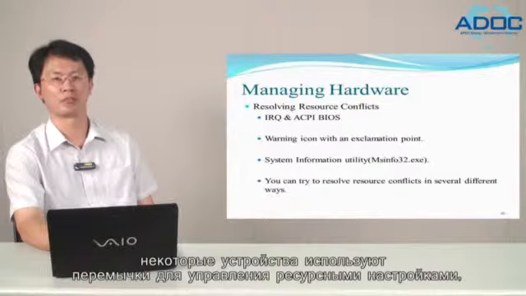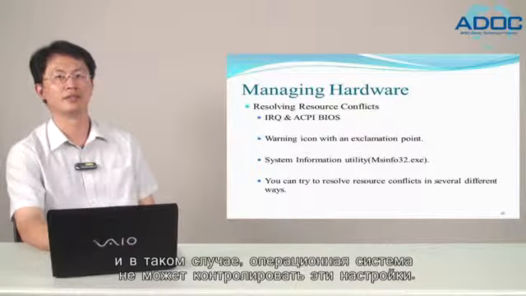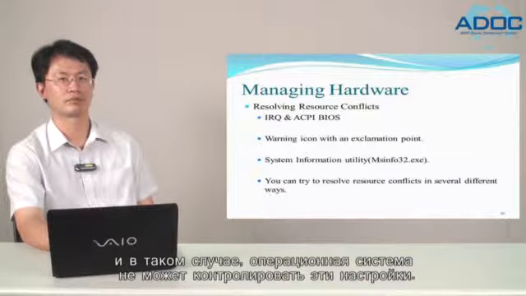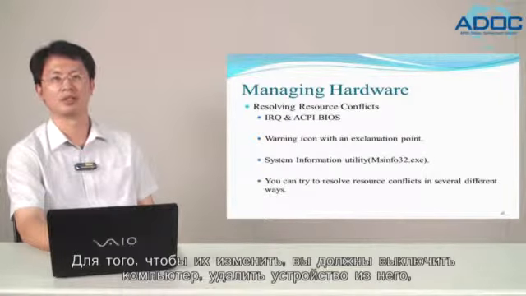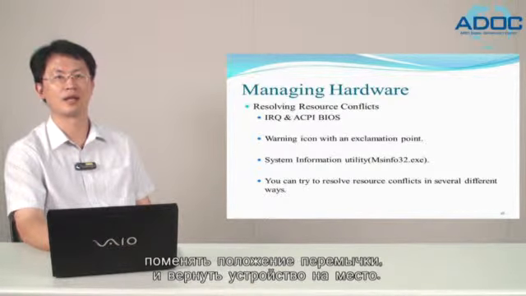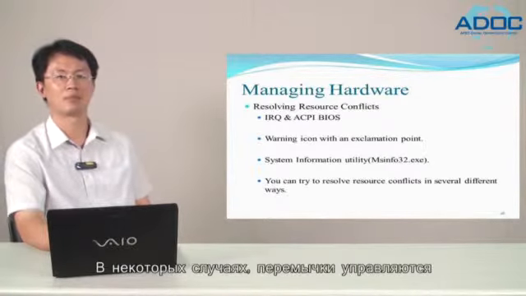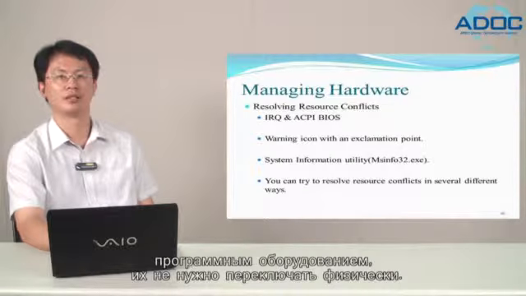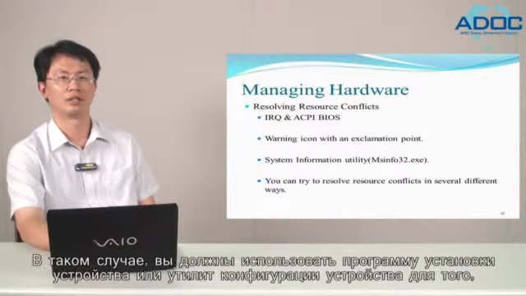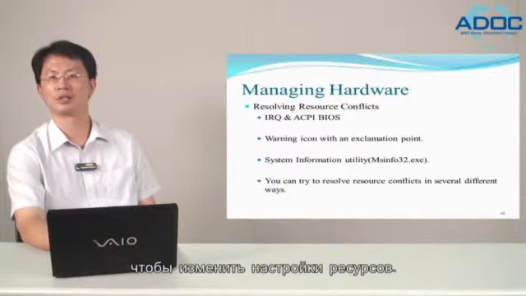Some devices use jumpers to manage resource settings. And in this case, the operating system cannot control the resource settings. To make changes, you must shut down the computer, remove the device, change the jumper settings, and then replace the device. In some cases, the jumpers are managed through software rather than an actual jumper switch. Here you would use the device setup or configuration utility to change the resource settings.